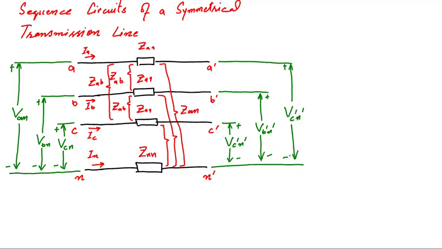In this diagram, you can see a three-phase symmetrical transmission line, where ZAA is the self-impedance of the three conductors phase A, B and C, and ZAB is a mutual impedance between two conductors. The self-impedance and the mutual impedance of the conductors of phase A, B and C are equal. That's why I have used only one identifier for the self-impedance of all the three phases, and similarly one identifier for the mutual impedance of all the three phases.